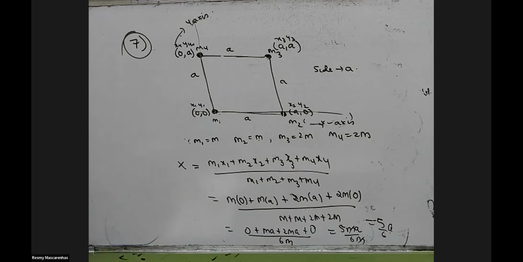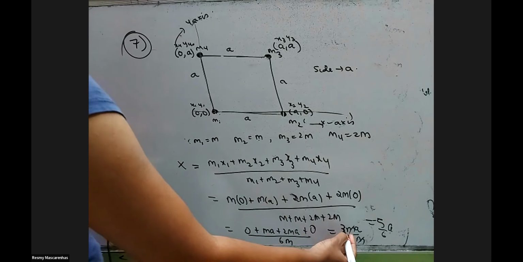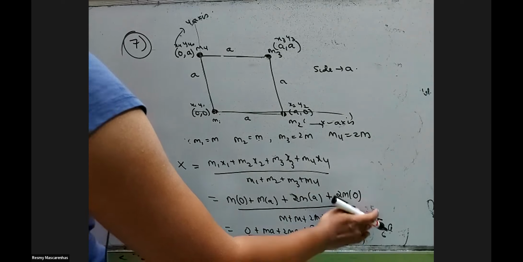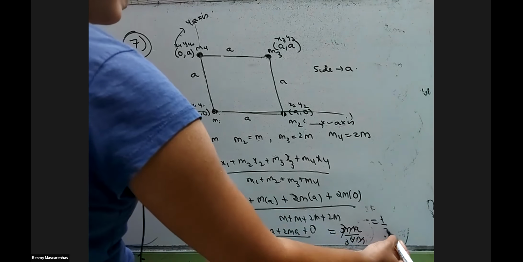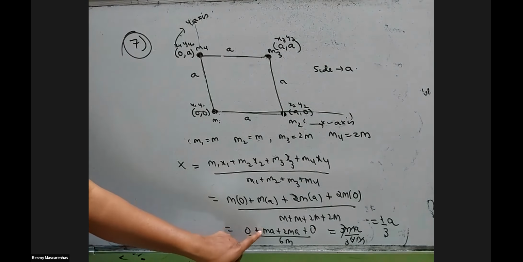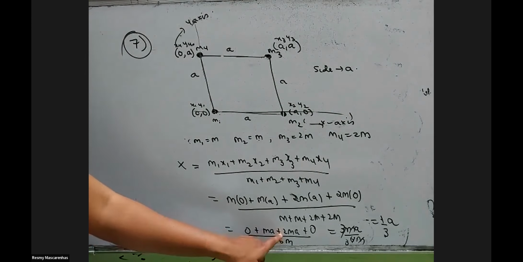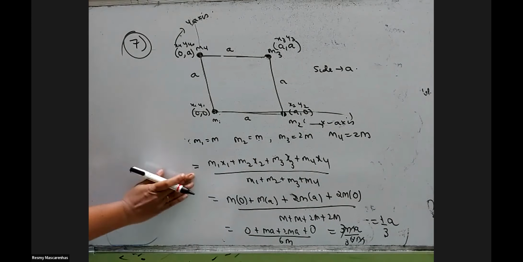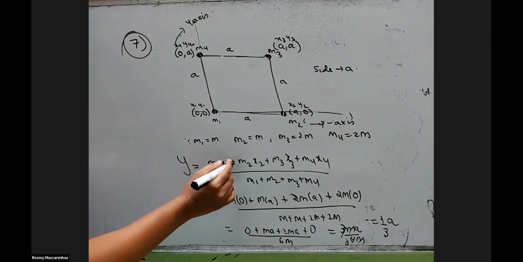Sorry, this is 3. 1 plus 2 is 3, so this will be 3. So 1 by 3. 1 ma is nothing is there means coefficient is 1. 1 plus 2 is 3. 3 ma. So that's the x coordinate. Same way we have to calculate y coordinate now. So write a formula in terms of y. So this whole thing will change as y.